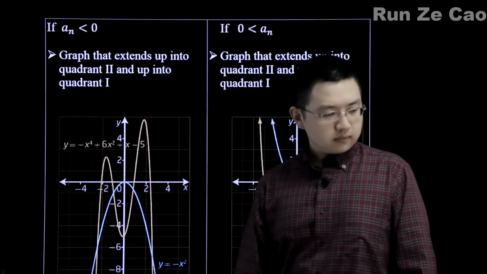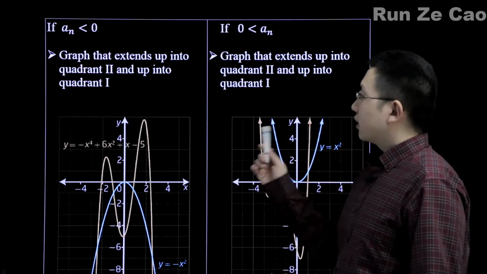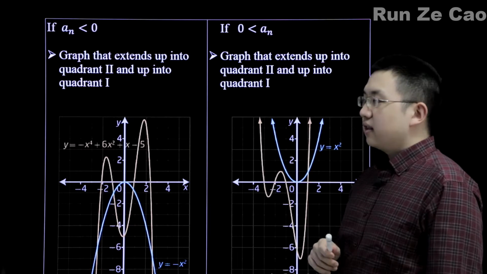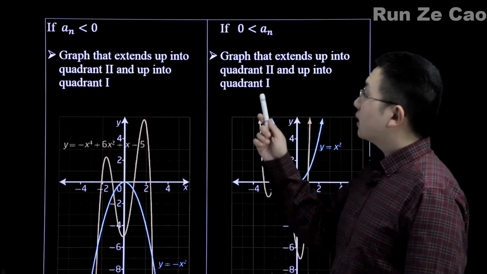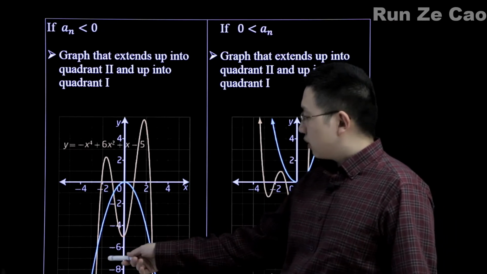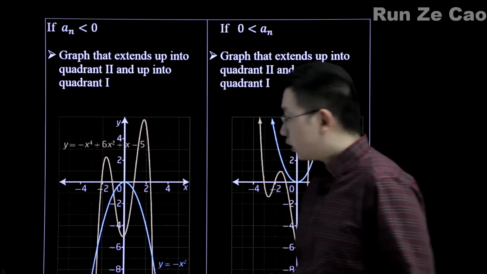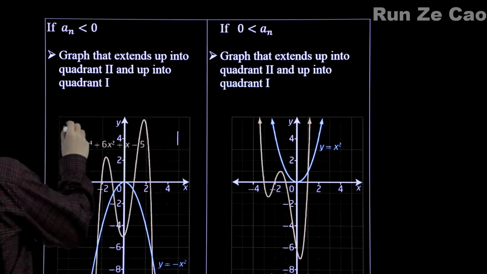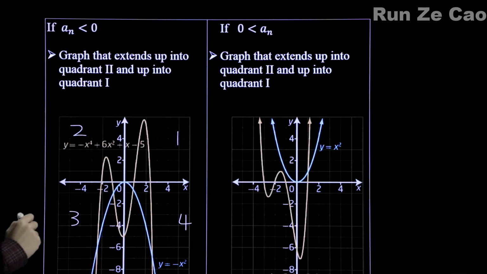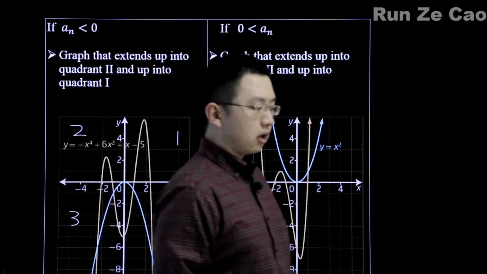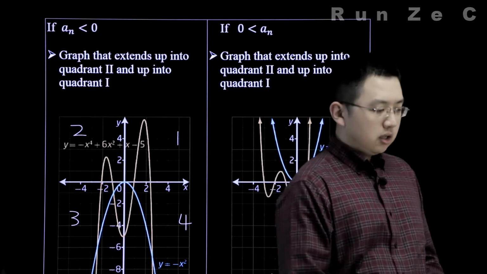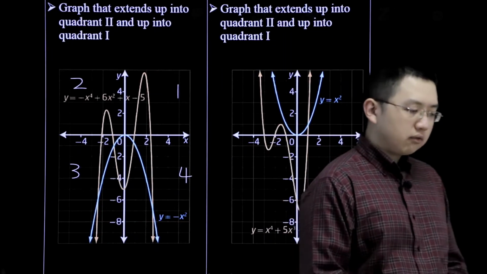So here, we draw some conclusions. If an, the leading coefficient, is less than 0, the graph will begin in quadrant 3 and end in quadrant 4, or if you want to talk about it in the reverse fashion, begin in quadrant 4 and end in quadrant 3.